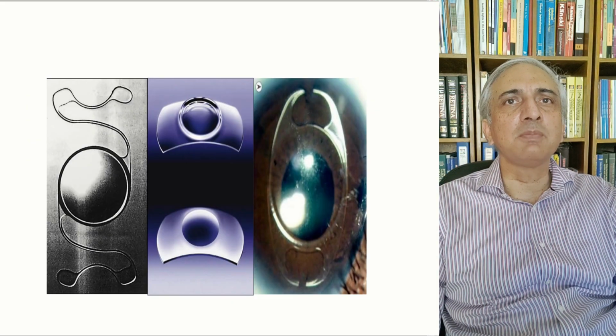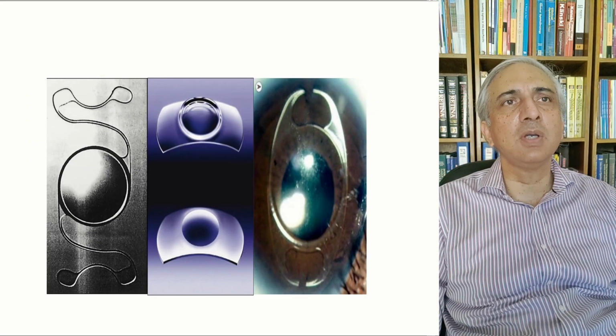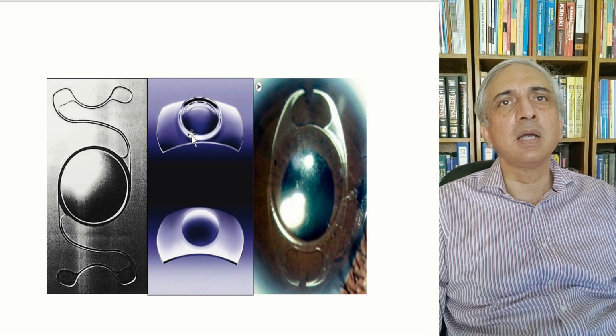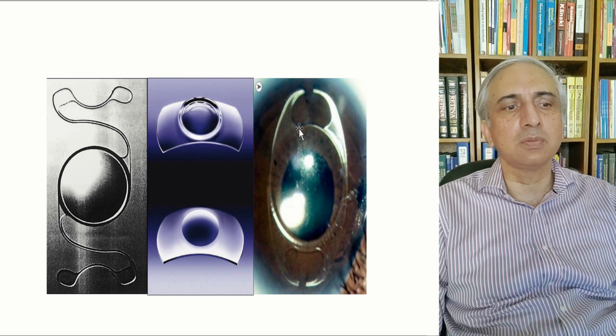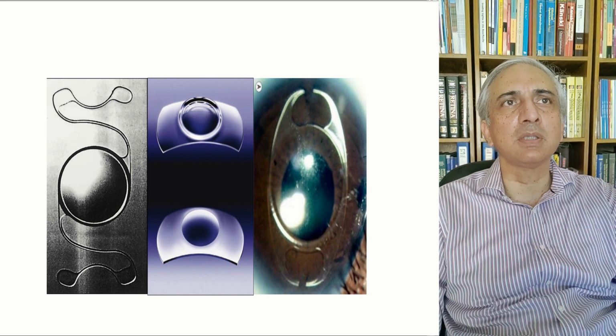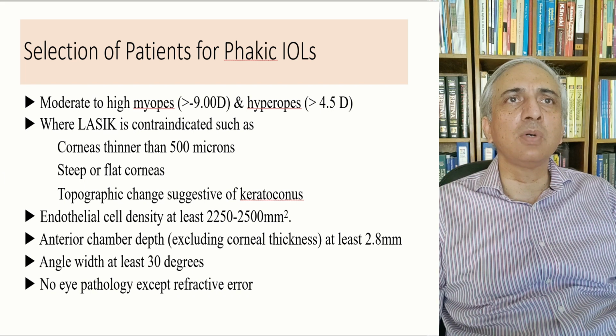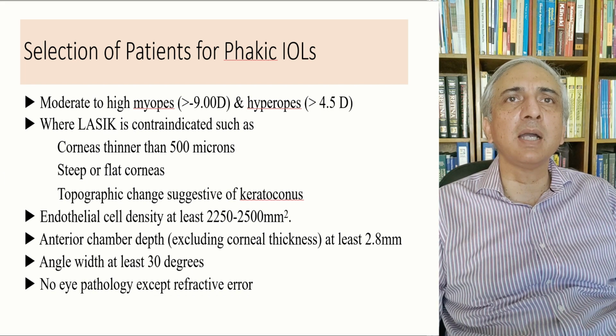Here are the different types of lenses. Here is the AC IOL, which can be used. This one is placed in the sulcus, and this is an iris claw lens, which can be used. So everything has got its advantages and disadvantages. Selection of patients for phakic IOLs: moderate to high myopia greater than -9 and hypermetropes greater than 4.5 diopters.